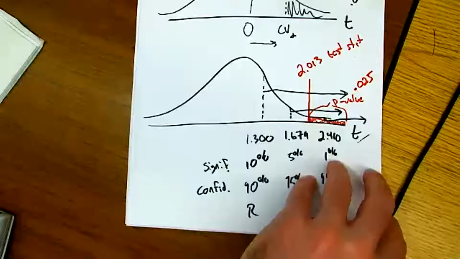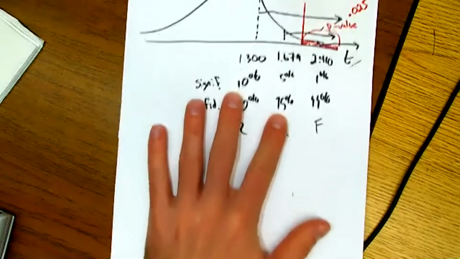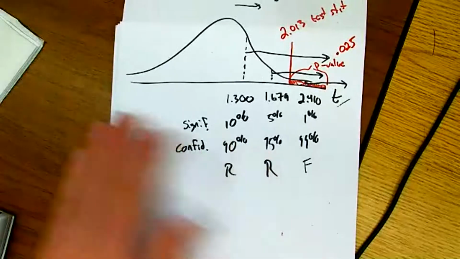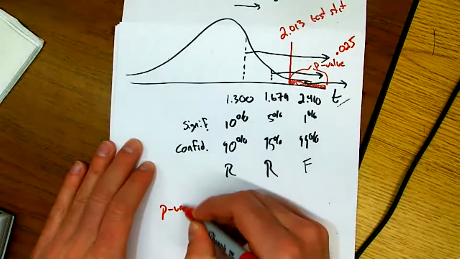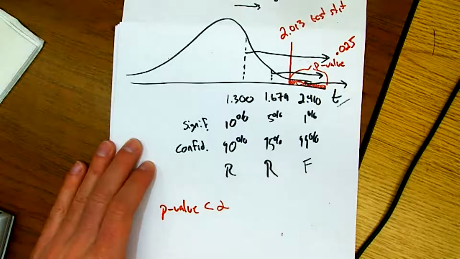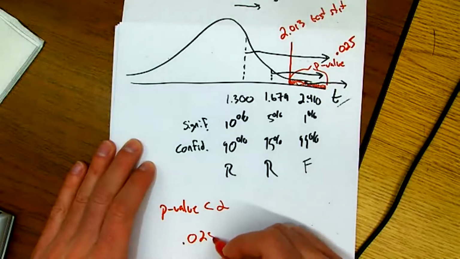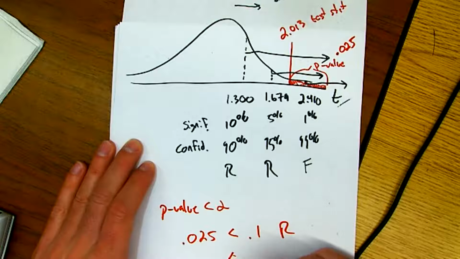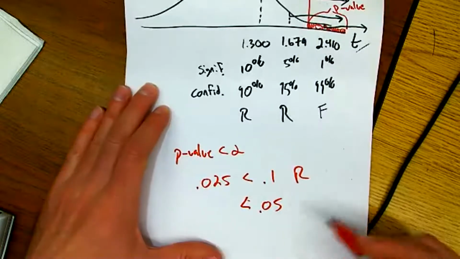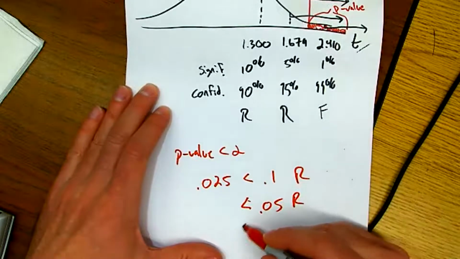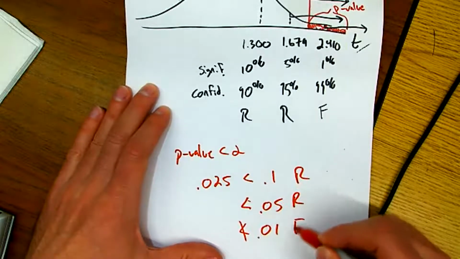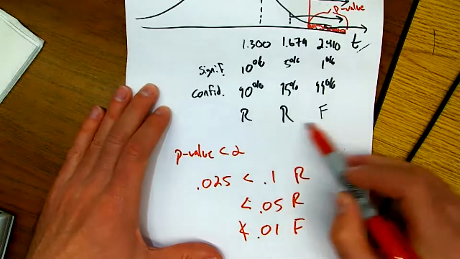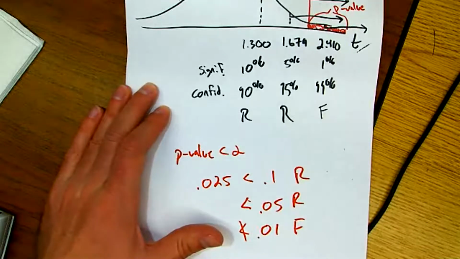Let me try to get this all on one screen. There we go. We only reject if that p-value is less than alpha. So my p-value is 0.025. That's less than 0.1, so I reject. Less than 0.05, so I reject. But it's not less than 0.01, so I fail to reject, which is the same decisions I made using the critical value approach. Okay.